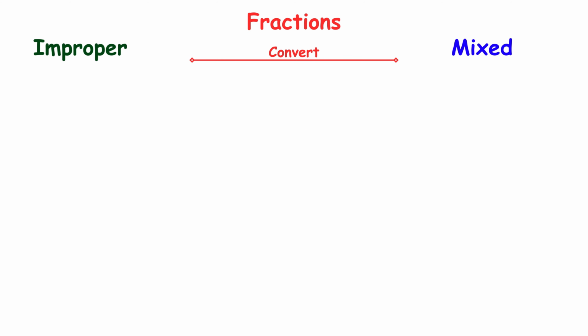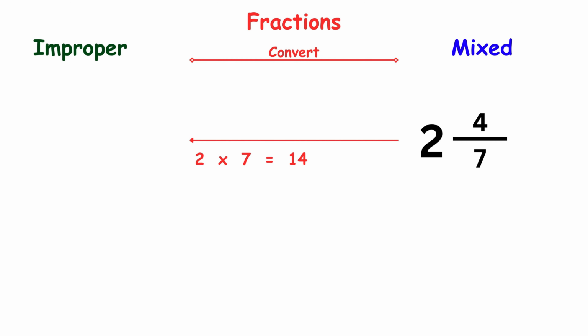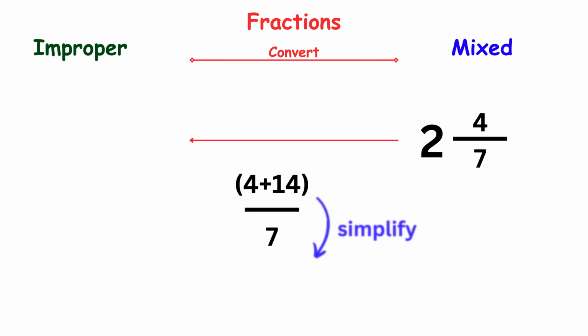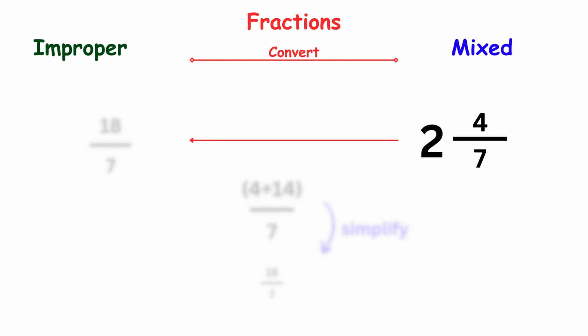For this, we multiply the whole number by the denominator, so 2 times 7, which is 14. Next, we take the 4/7 part of the fraction, and we add our 14 to the numerator, so our fraction becomes 4 plus 14 all over 7, which we can simplify to 18/7, so the improper fraction form of 2 and 4/7 is 18/7. Let's try one more.